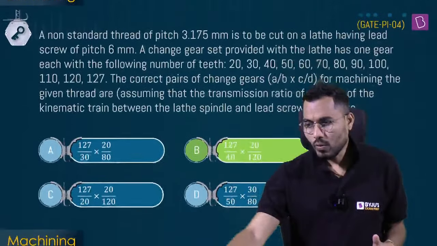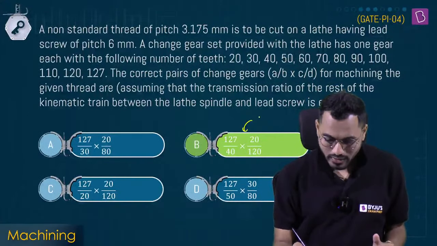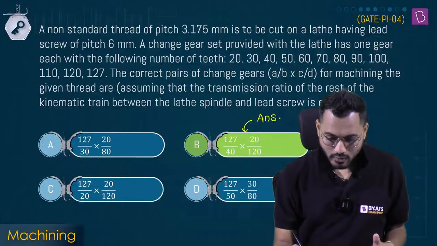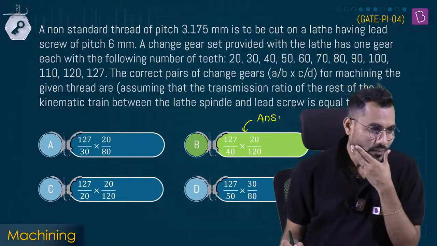So if I go back, what will the answer be? My answer is exactly equal to C. This is exactly the ratio.